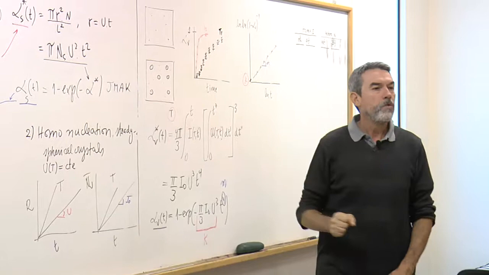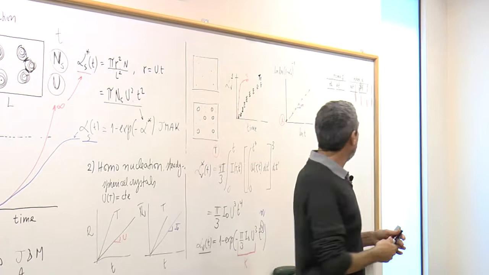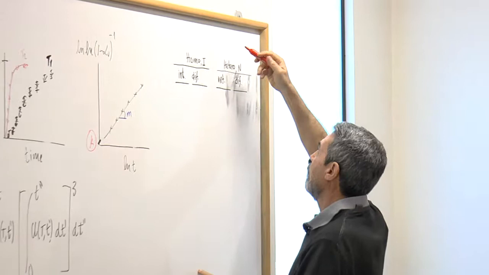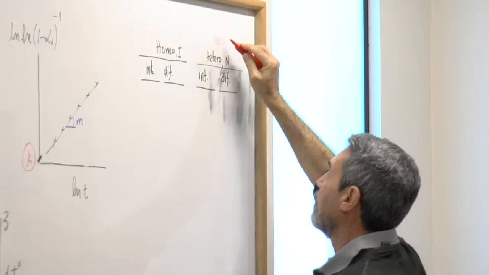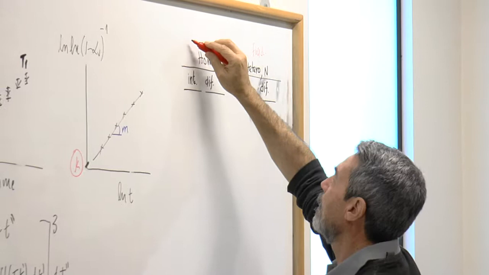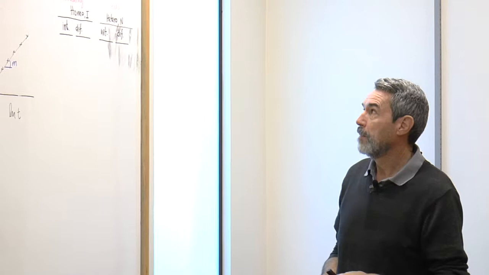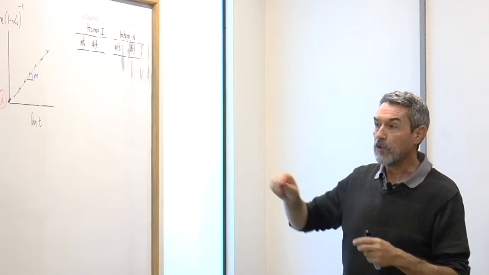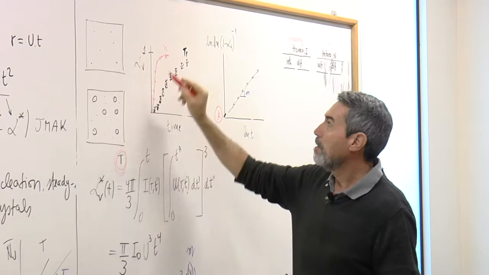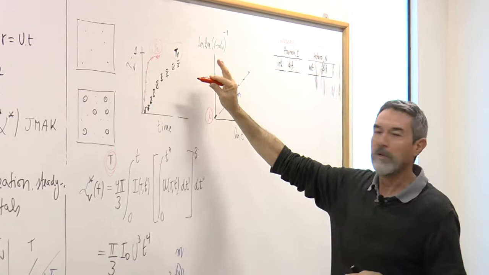Heterogeneous nucleation normally occurs very fast from a fixed number of sites. So here, we are assuming a fixed or constant number of sites. And here, we assume an increasing number of sites with time. This is all for isothermal treatments. I'm talking about isothermal treatments, some fixed temperature.